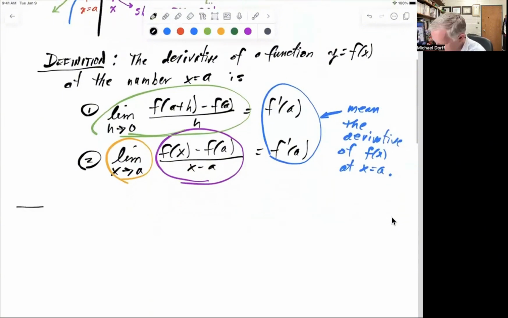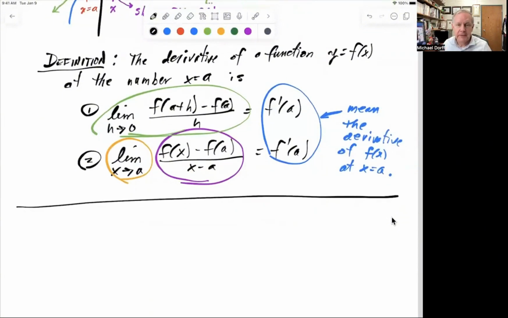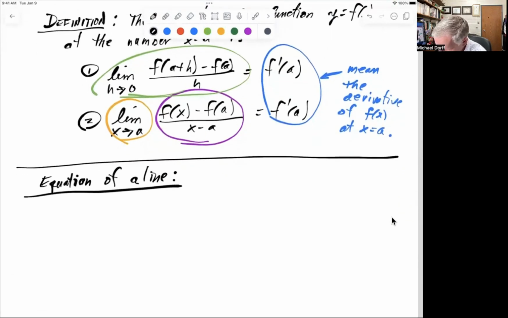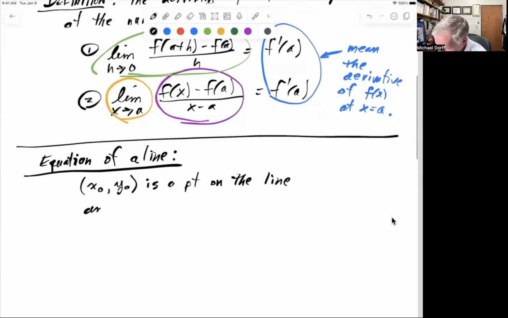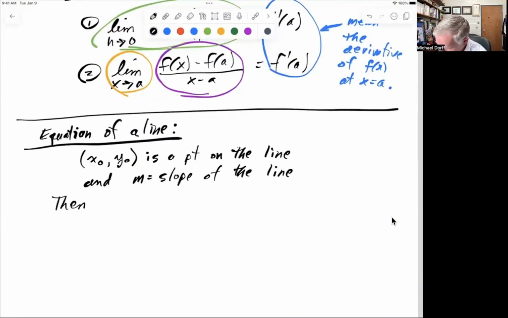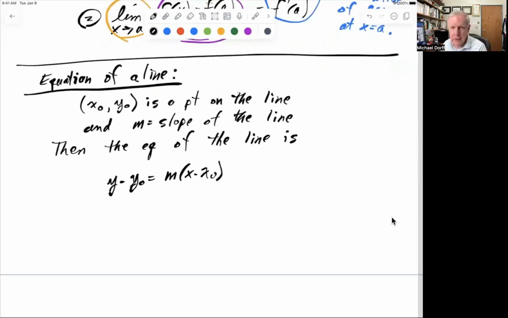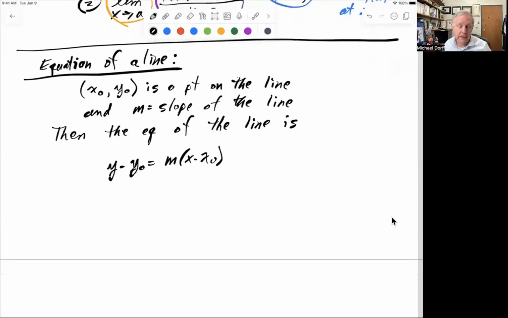All right, what we're going to be doing is using this to find the equation of a tangent line. So let's review this. What's the equation of a line? Well, if we've got a point x naught, y naught on the line, and m equals the slope of the line, then the equation of the line is y minus y naught equals m times x minus x naught. You probably saw that earlier in high school algebra.